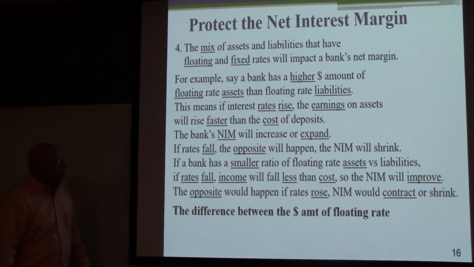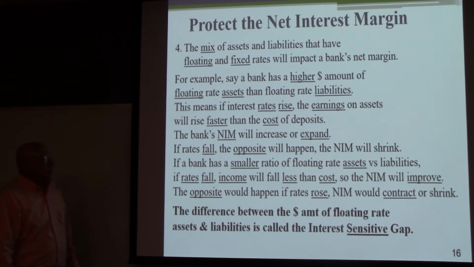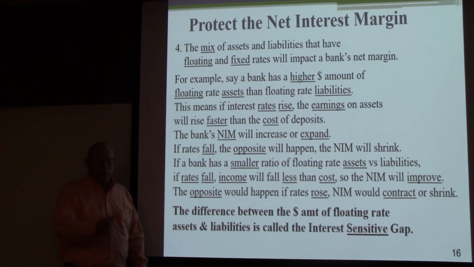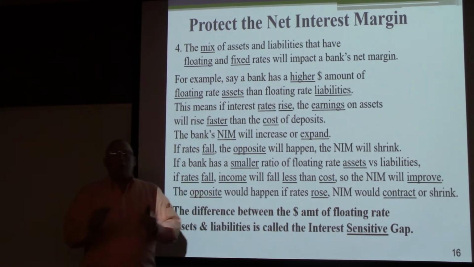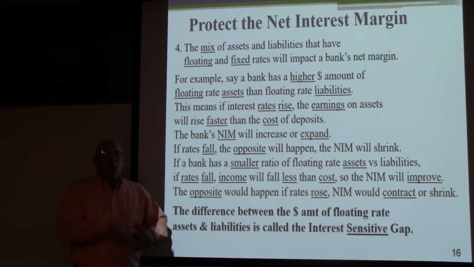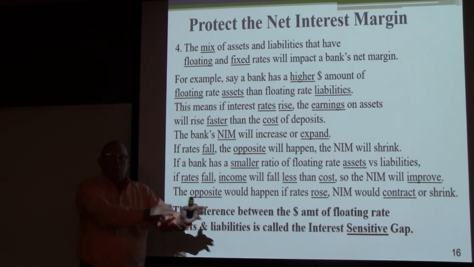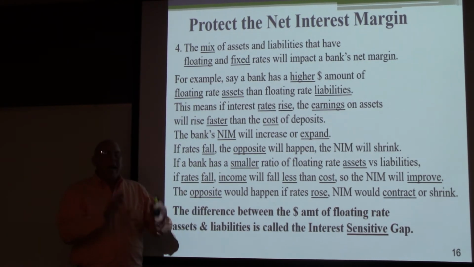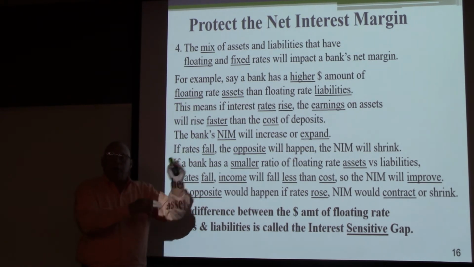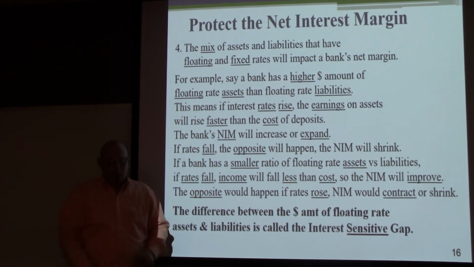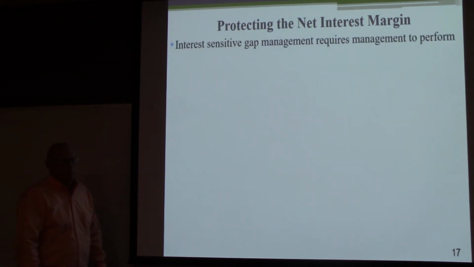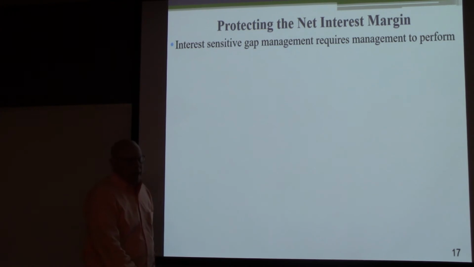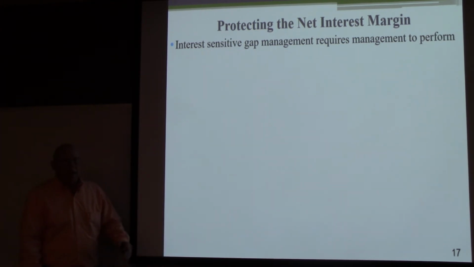The difference between the dollar amount of floating rate assets and liabilities is called the interest sensitive gap. So we have to compare the dollar amounts invested in assets, the dollar amounts invested in liabilities, the dollar amounts invested in short-term assets and long-term assets and short-term deposits, and the dollar amounts invested in assets that reprice or float and in liabilities that reprice. Really cool stuff. We call this ISG, Interest Sensitive Gap Management.